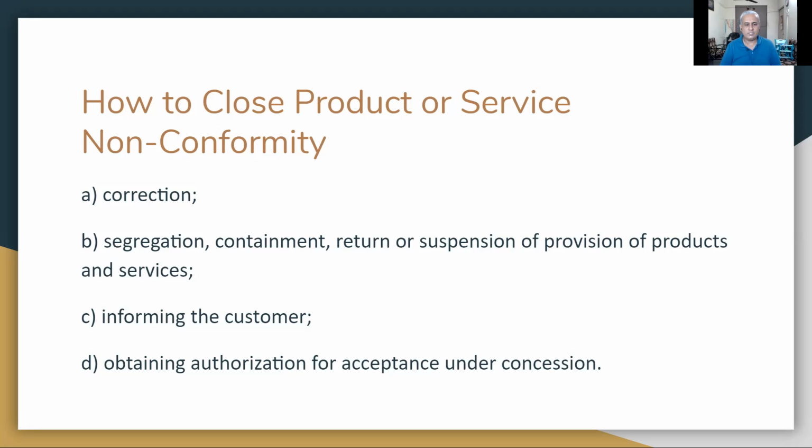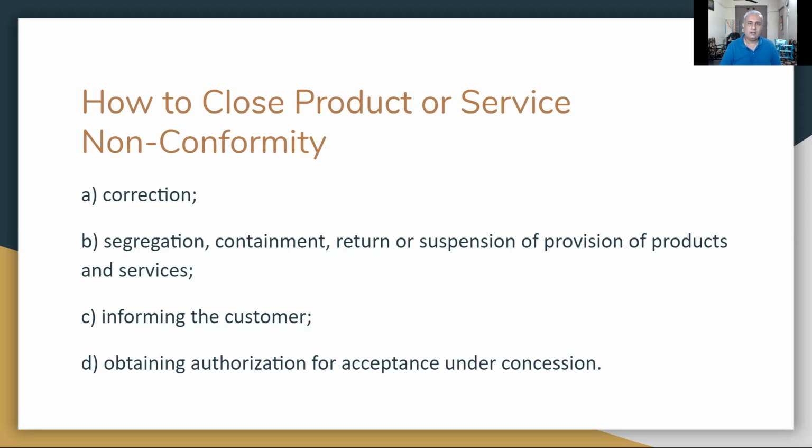Fourth point, which is obtaining authorization for acceptance under concession. No, in a service non-conformity, no client will accept that even if it is repaired, the AC is not working, and still he is paying you. So it is not possible. So points B, C, and D are not possible in service non-conformity. Only correction is possible, right? That means at your own cost, your service engineer is again going to his place and doing whatever is appropriate. So these are the two scenarios of product and service non-conformity.